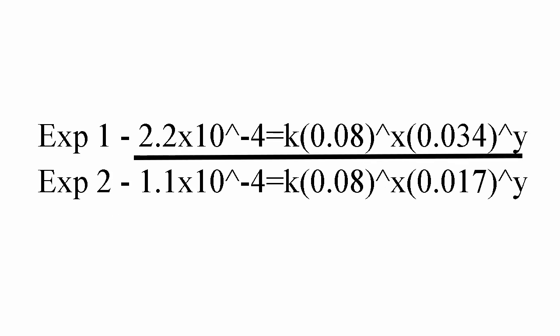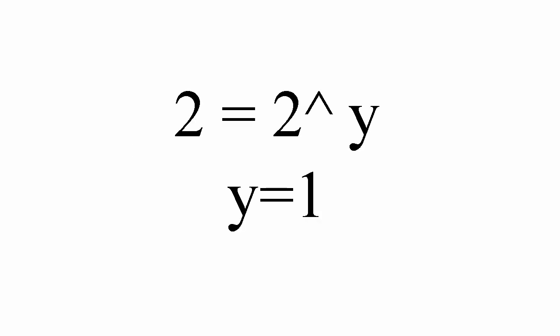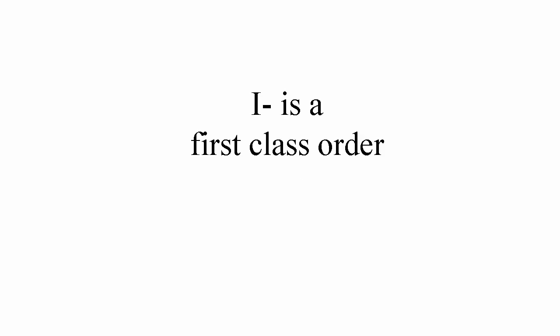Now, since we are finding the order of I negative, we now divide experiment 1 by experiment 2 because we are aiming to cancel S2O8 2-. Now, since we know x, we do the same. We cancel out, and now we get 2 raised to 2 is equal to 2 raised to y. Now we get the value of y, which is 1. We can now conclude that I negative is also first order.